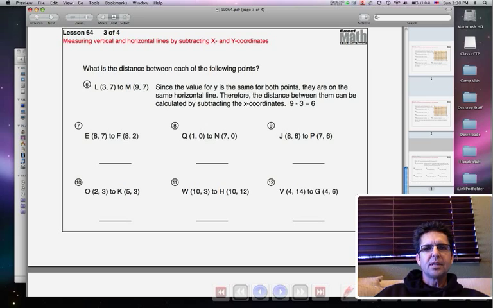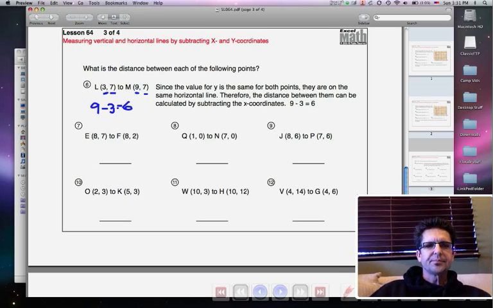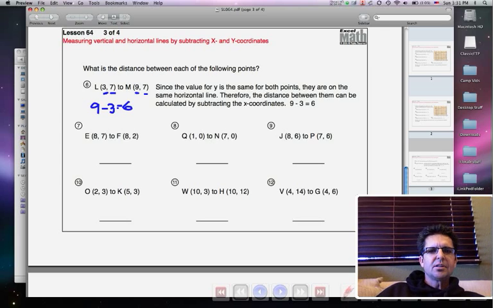It gives a big explanation here, but basically what it's telling you is that the x here is 3 and the x here is 9. All we have to do is 9 minus 3, so we know the distance is 6. Notice that the y-coordinates are both 7, so there's no subtraction to do with the y. Let's try number 7 here together, and then I'll have you do the rest of them yourself.